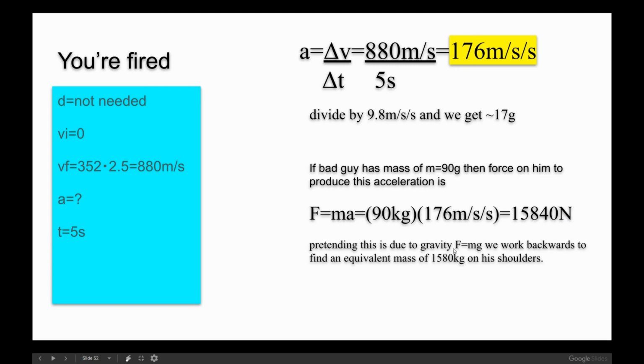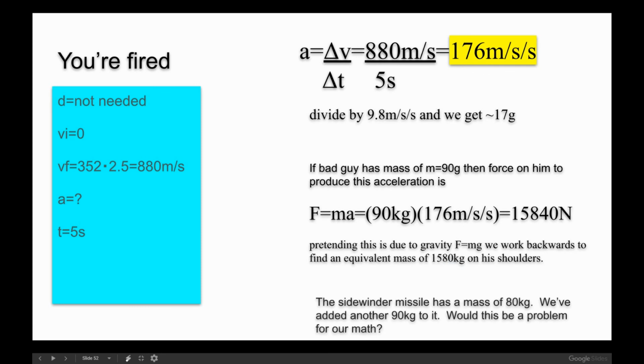If we pretend this is due to gravity and say all of this came from the force of a mass in gravity, we can work backwards to find an equivalent mass of almost 1,600 kilograms on his shoulders. Once again, that's the weight of a car, like a Honda Civic. So if you could grab a human being by their backpack and accelerate them at 20 G, you are saying you could put a backpack on them and hang the weight of a car off that backpack and have the man's shoulder blades, arms, and backpack survive that.